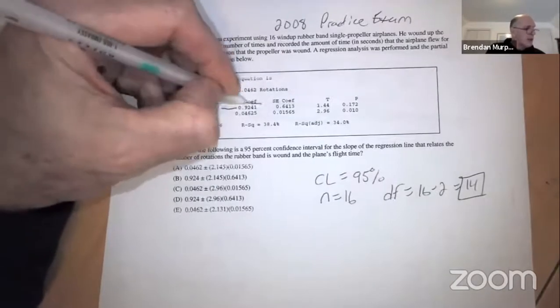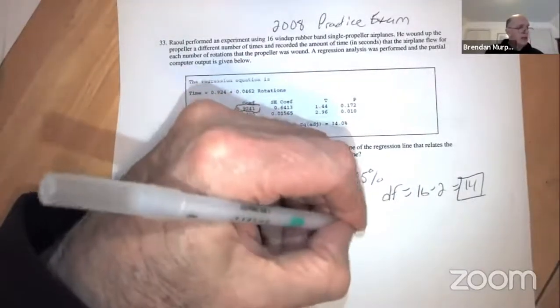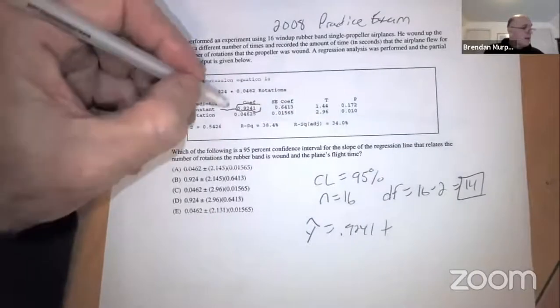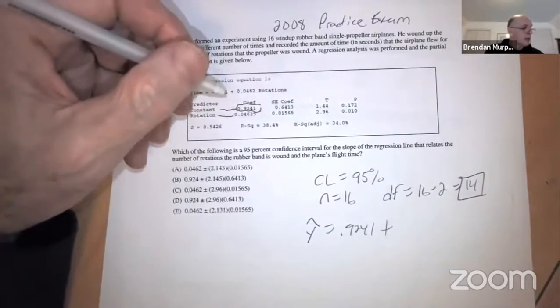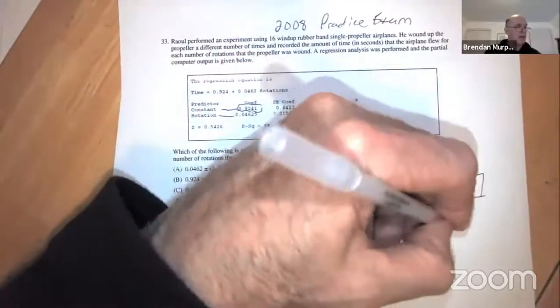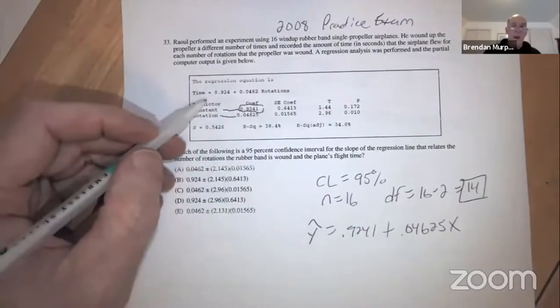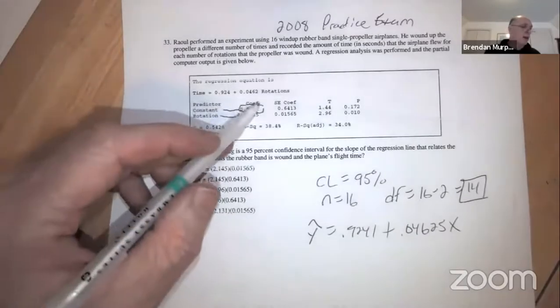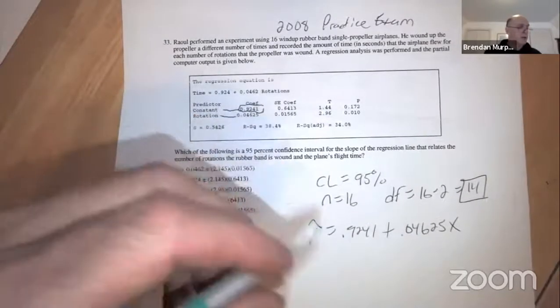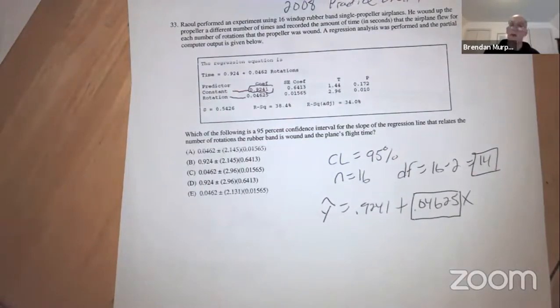Again, my constant coefficient, this number here, that's my a value, 0.9241. And the number that goes with the rotation, the number of rotations, is 0.04625x. That's going to be my sample slope. Time equals 0.924 plus that, okay, so we got the right equation. I'm going to use this sample slope to help estimate the population slope, or the true slope of my regression line.